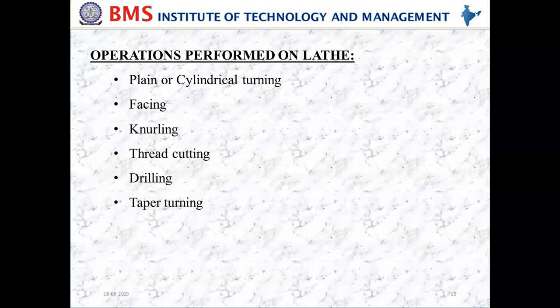So operations performed on a lathe. What are the different operations performed on a lathe? Plane turning, facing, knurling, thread cutting, drilling, and taper turning.